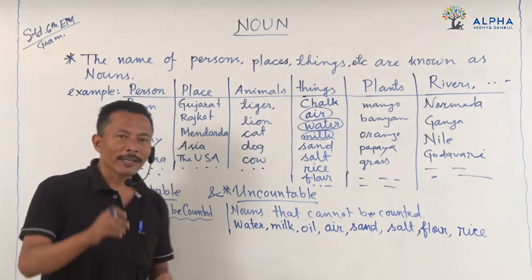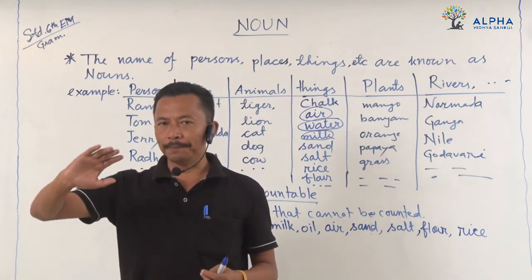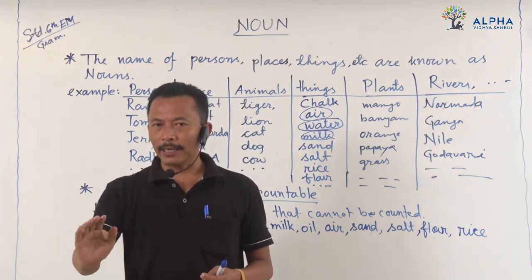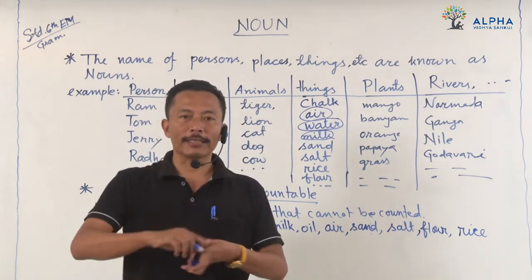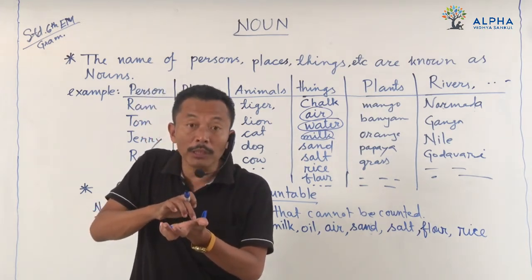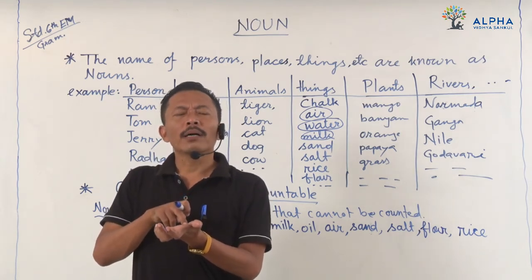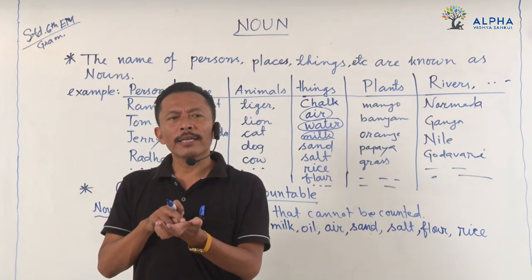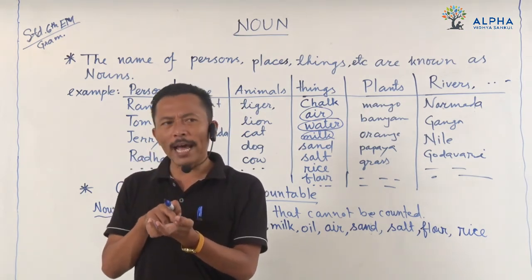Actually, you know that we can count. You see, if you take a handful of rice, you can count 1, 2, 3. Yes, you can count. But have you ever seen anyone count? These things happen in your life.